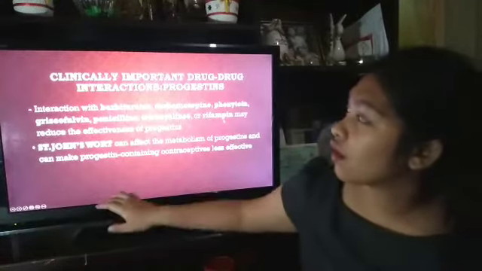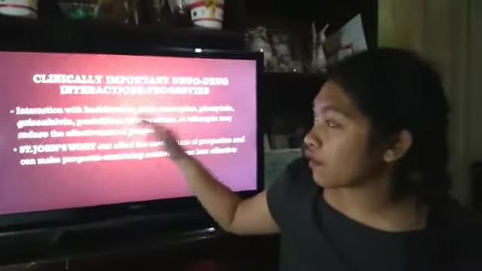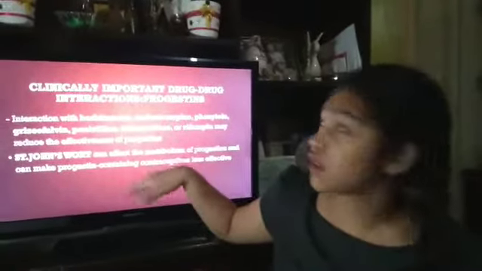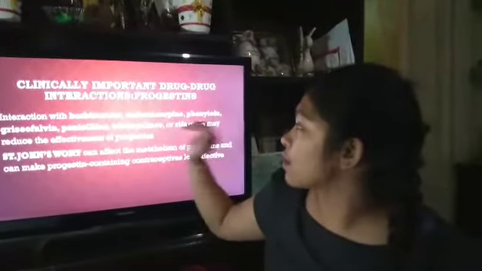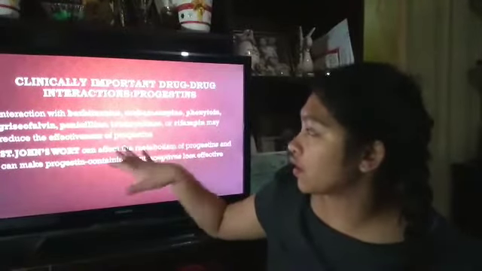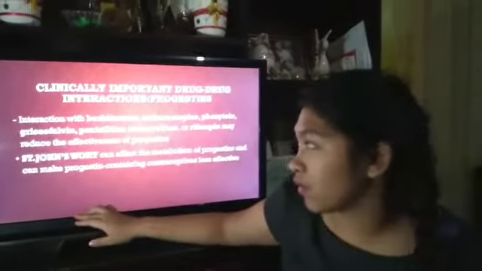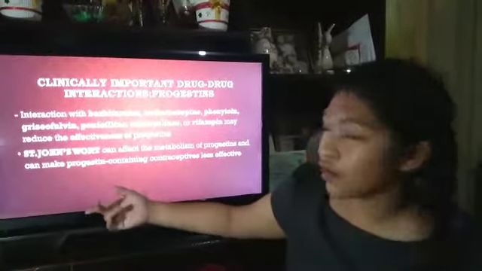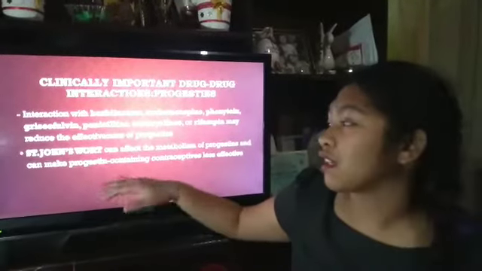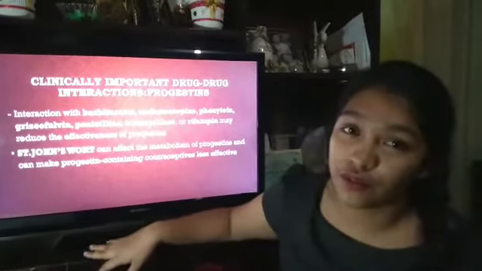Next are the clinically important drug-to-drug interactions. If it interacts with barbiturates, carbamazepine, and others, penicillin, tetracyclines, it reduces the effects of progestins. St. John's wort can also affect the metabolism of progestins and can make progestin-containing contraceptives less effective.